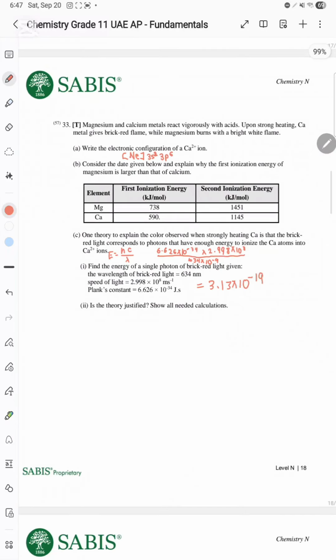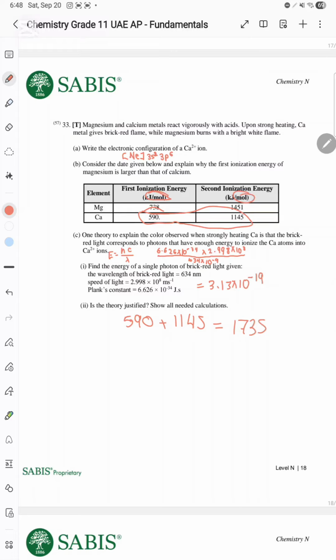And is his theory justified? To know this, we need to see what's the energy needed per photon. First of all, we need to add these two numbers together. We're talking about calcium, so these two numbers: 590 plus 1145, which gives us 1735. So far, easy. Now, this is kilojoules per mole.